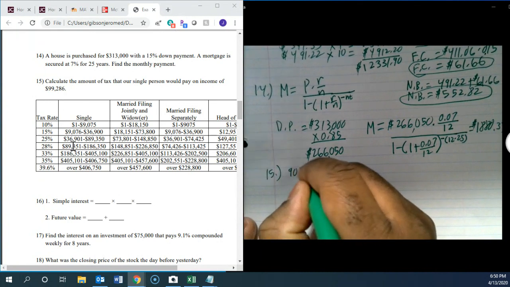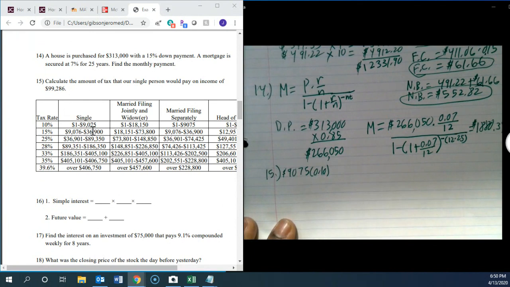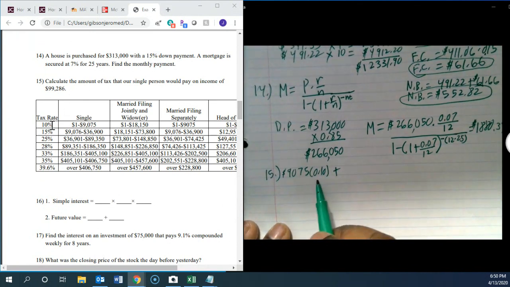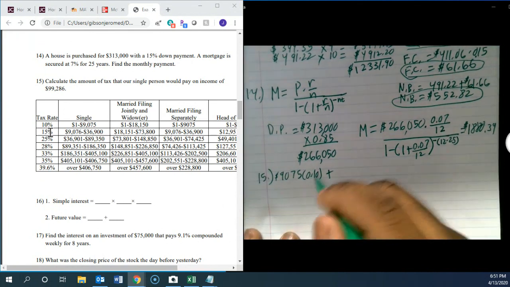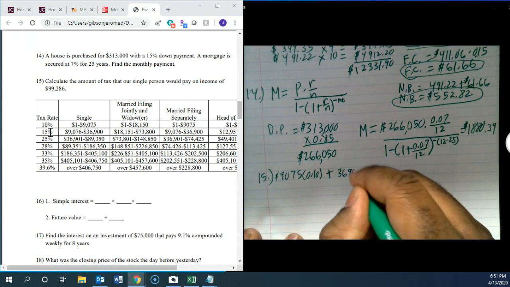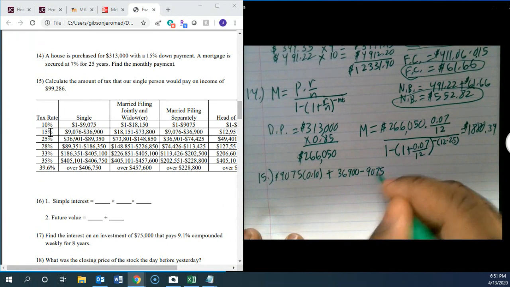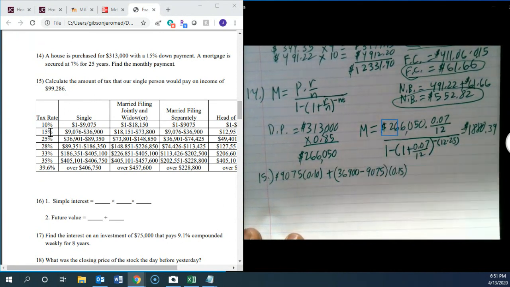You would take the $9,075 and multiply it by 10%. So this is saying your first $9,075 will be taxed at 10%. Now it tells you here, up to $36,900 will be taxed at 15%. But what you have to do here is take this $36,900 and subtract out the $9,075 you already took out at the 10%. And then you multiply that by 15%.